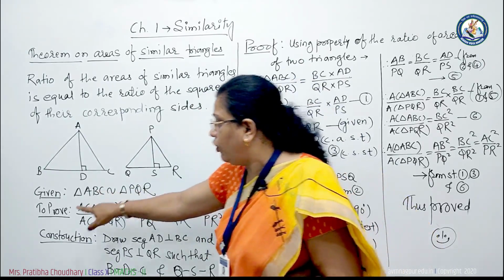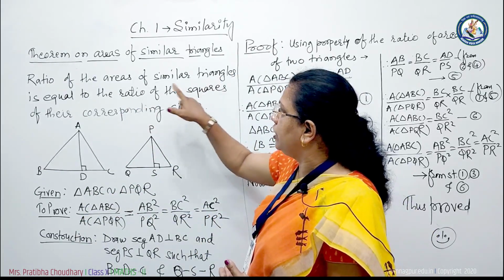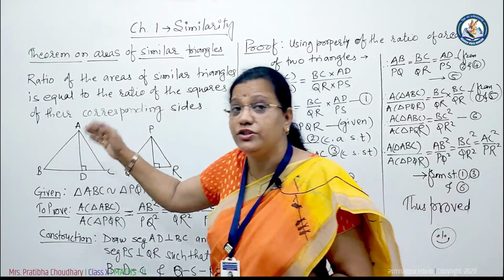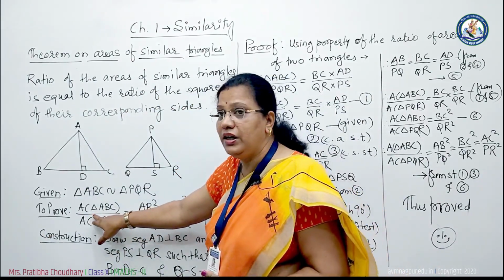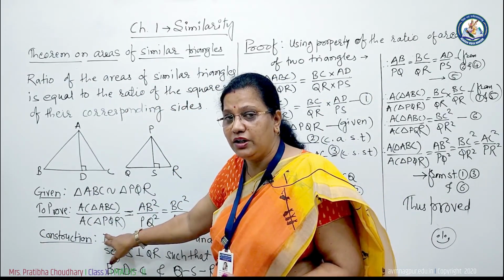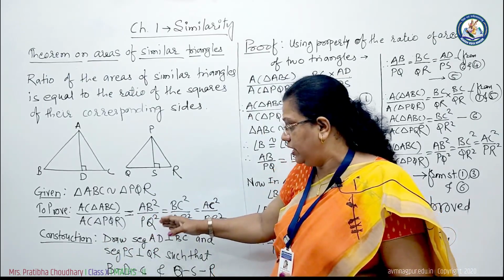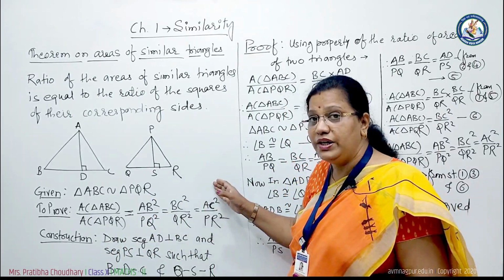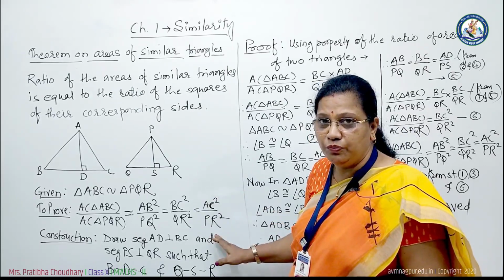Okay, now what do we have to prove? The second part: the ratio of the areas of similar triangles is equal to the ratio of the squares of their corresponding sides. So it will be area of triangle ABC upon area of triangle PQR is equal to AB square upon PQ square is equal to BC square upon QR square is equal to AC square upon PR square. Okay, this we need to prove.